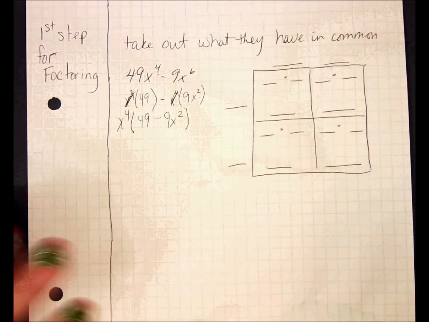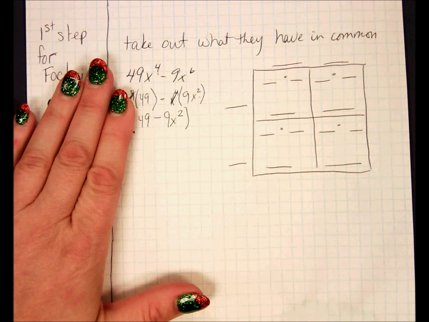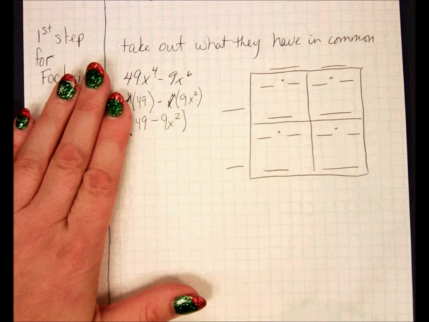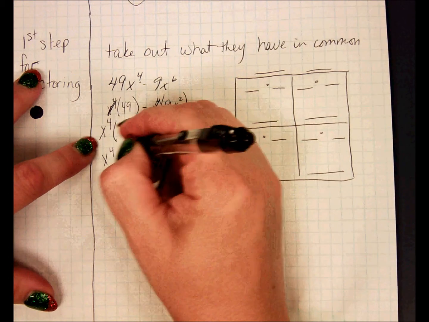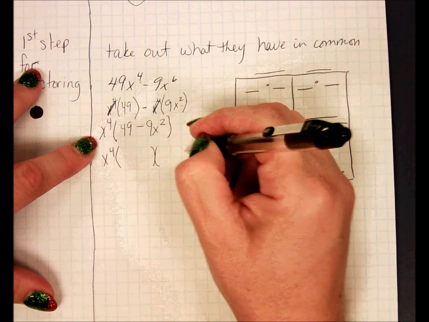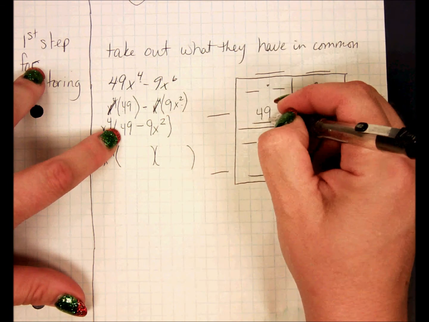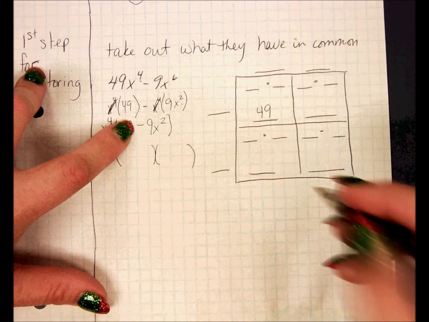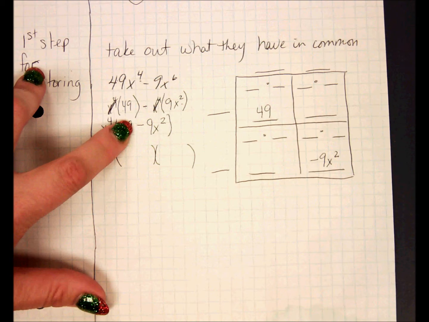So now, is there anything else I can take out of those two parts? I don't see anything. So now I'm going to take it and put it into my box. I'm going to leave my x to the 4th power, and when I'm done, I should have something times something. So the first number goes in here. The last number goes over here. Now we go through our steps.